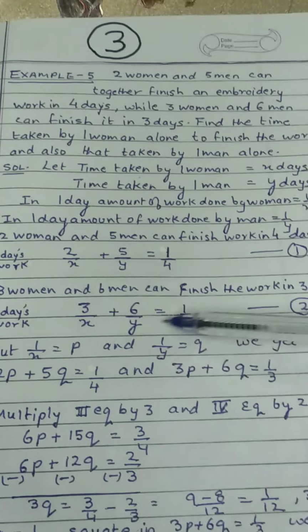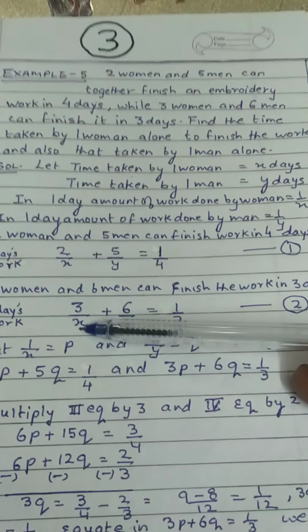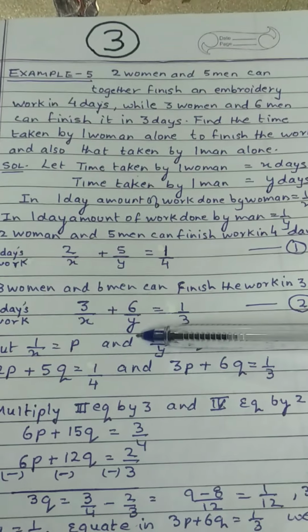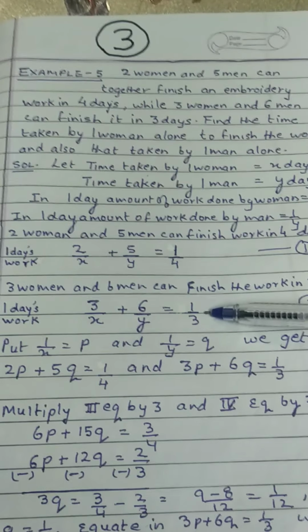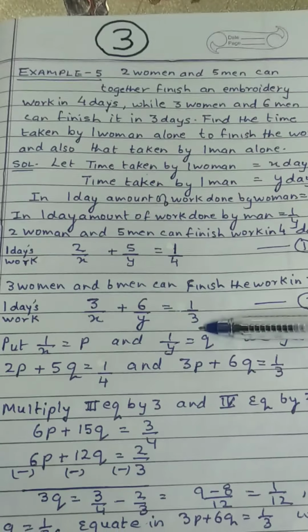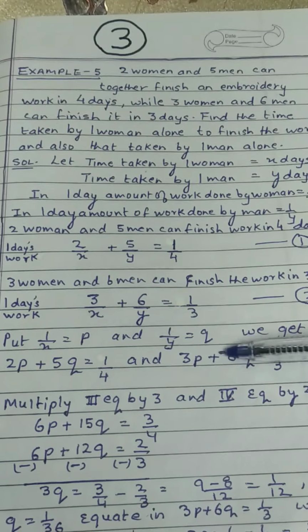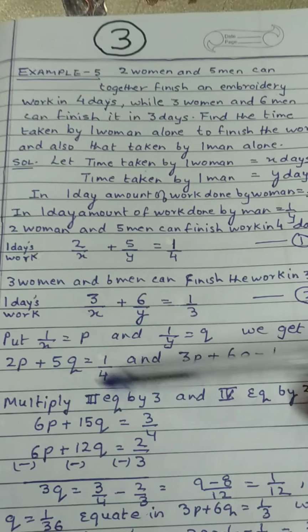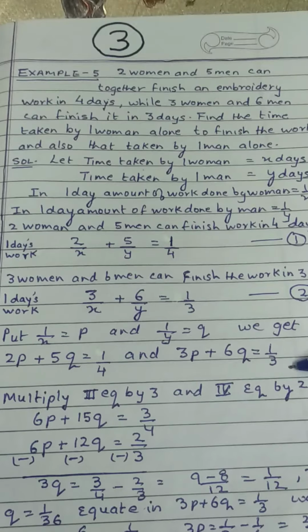3 women and 6 men can finish the work in 3 days. 3 times 1 day's work of woman, 6 times 1 day's work of man. In 1 day, the amount of work to be done is 1/3. Put 1 upon x as p and 1 upon y as q. We get 2p plus 5q is 1 upon 4, and 3p plus 6q is 1 upon 3.